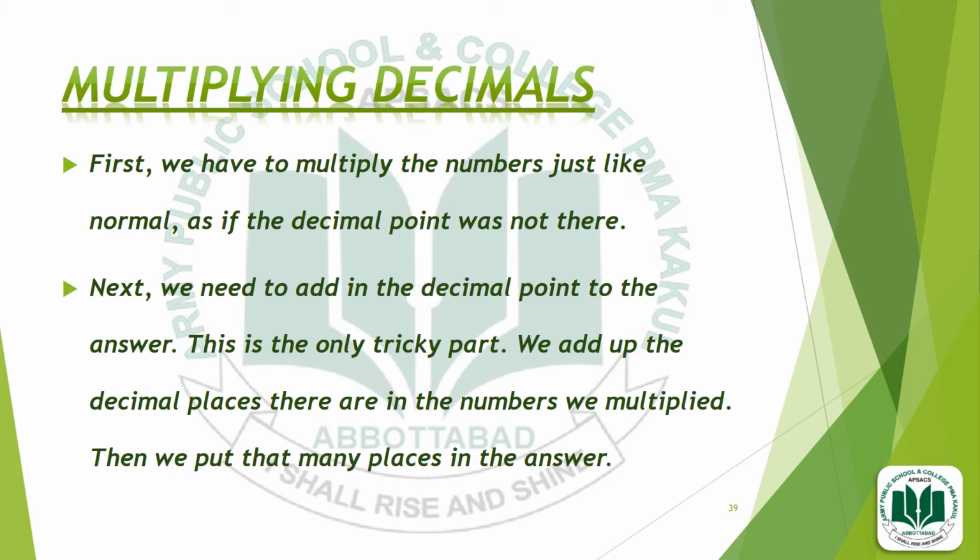Now let us discuss multiplication. For multiplying decimals, we just have to multiply the given numbers as we normally do, considering that there is no decimal point in the given numbers. In the next step, we add up the decimal places there are in the given numbers we multiplied and put that many places in the answer.